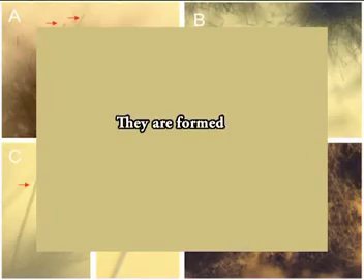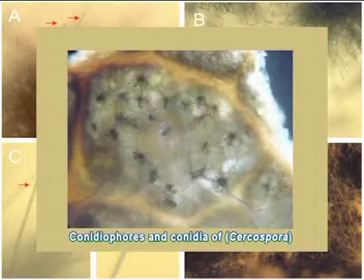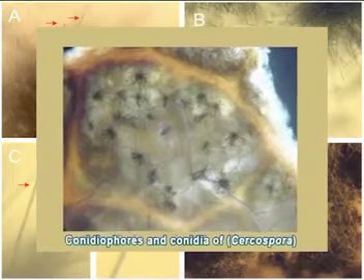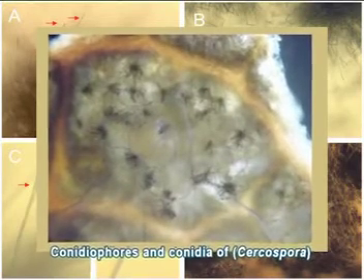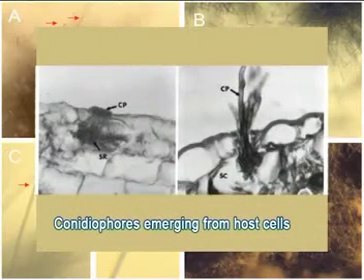Conidia are 30 to 108 microns long and 6 to 8 microns broad. They are formed by abstraction at the tips of conidiophores. In case of Cercospora personata, conidia are restricted to the lower surface and cushions of conidiophores are formed in concentric circles. Substomatal cavities are filled by hyphal aggregation to form stromata.